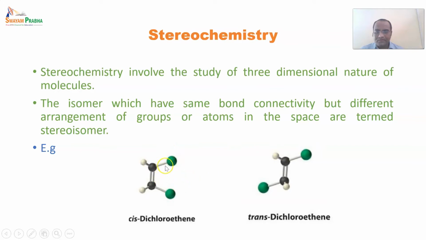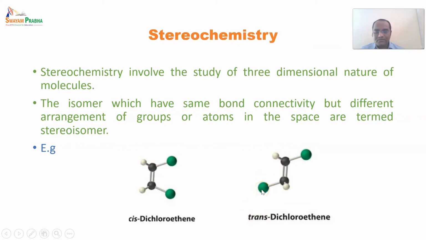Now here you can see they are not mirror images of each other. They differ because the arrangement is a little bit different: here the carbon has chlorine on this side, but there it has it on the back side. These are particularly geometric isomers because they have a double bond in between. And the trans structure is more stable than the cis structure.